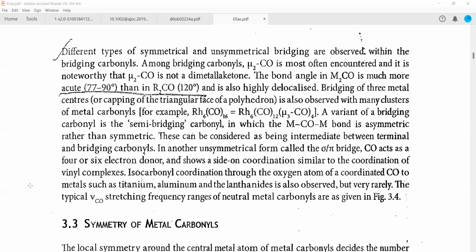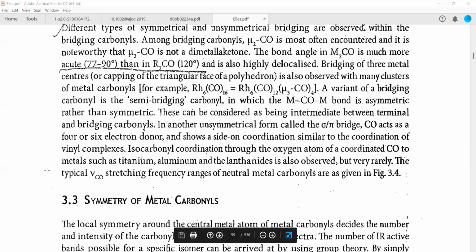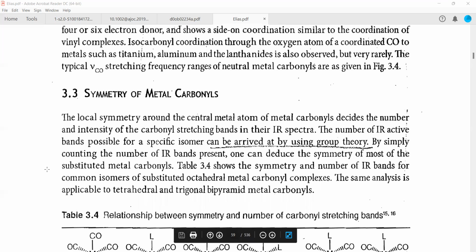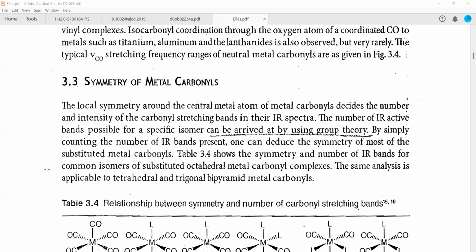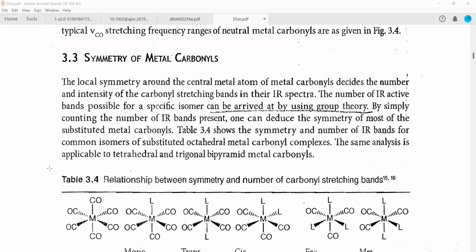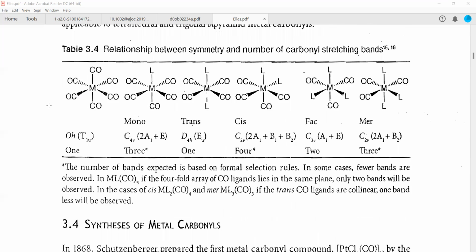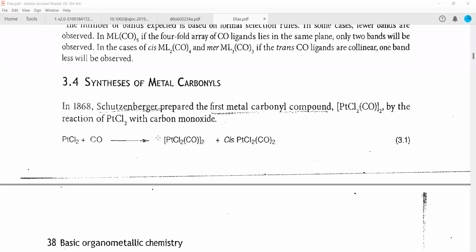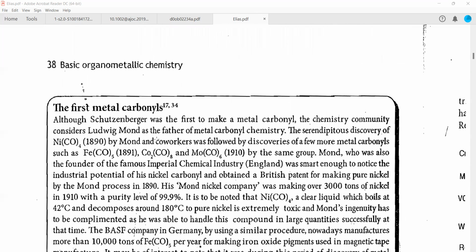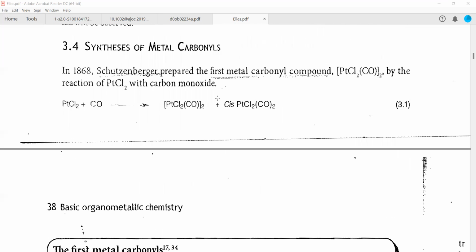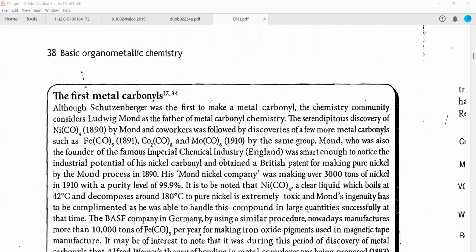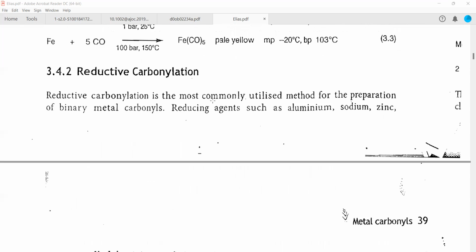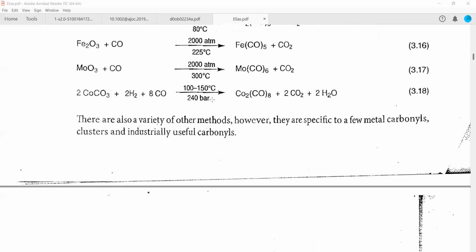I told you, right? The typical stretching frequency ranges of neutral metal carbonyls are given in Figure 3.4. Now, we'll be talking about the symmetry of the metal carbonyls in the next lecture. So we'll be starting with the symmetry of the metal carbonyls. We'll study various symmetry elements, not much, very little. And then we will be studying the synthesis of the metal carbonyls, how you can prepare them, because metal carbonyls act as precursors for many complexes. So you must know how they are prepared in industry. And there are quite a lot of techniques you can use to prepare metal carbonyls.